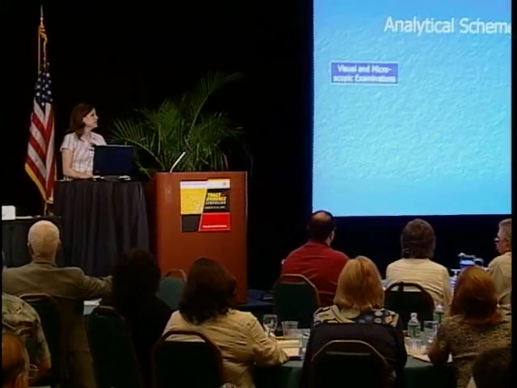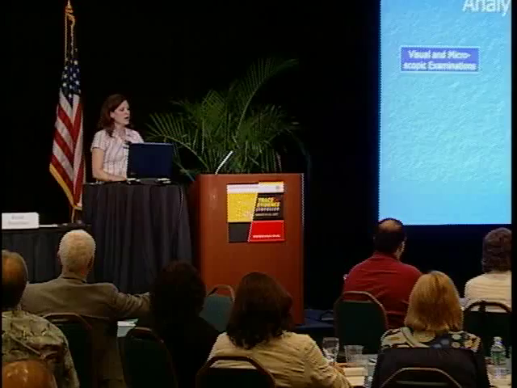Now, in our analysis, we first begin with the visual and microscopic examinations. These include examining the backing and adhesive for their color, looking at the backing appearance to see if there are any manufacturing markings on them, evaluating the backing layer structure microscopically, looking at the width and the thickness, as well as a variety of different fabric characteristics.